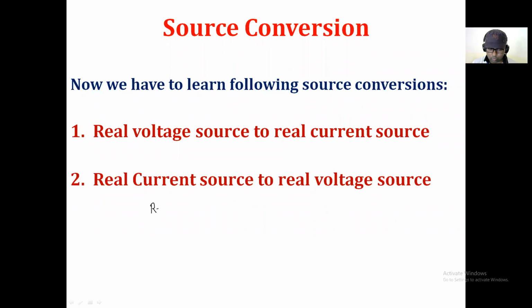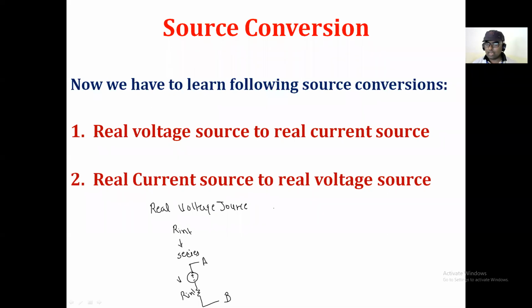Real voltage source. When I say real voltage source, what you can remember is that it has a finite value of internal resistance, and that internal resistance is always shown in series with the voltage source. So my diagram should be like this. This is point A and B. This is a voltage source and this is an internal resistance.